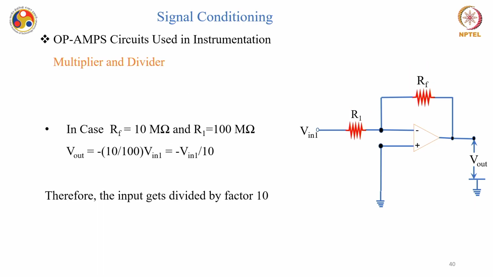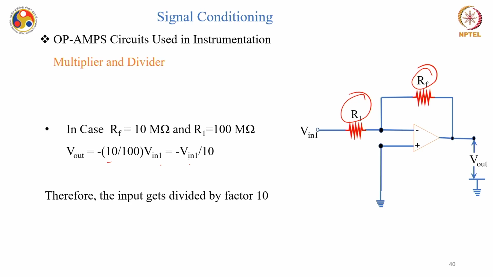So let's take one example to understand this. Consider that Rf is 10 mega ohm and R1 is 100 mega ohm. So V output is equal to minus Rf by R1 into V in 1, and since Rf is 10, you have minus 10 by 100 into V in 1, and this V out is equal to minus V in 1 by 10. Therefore the input is now getting divided by a factor of 10.